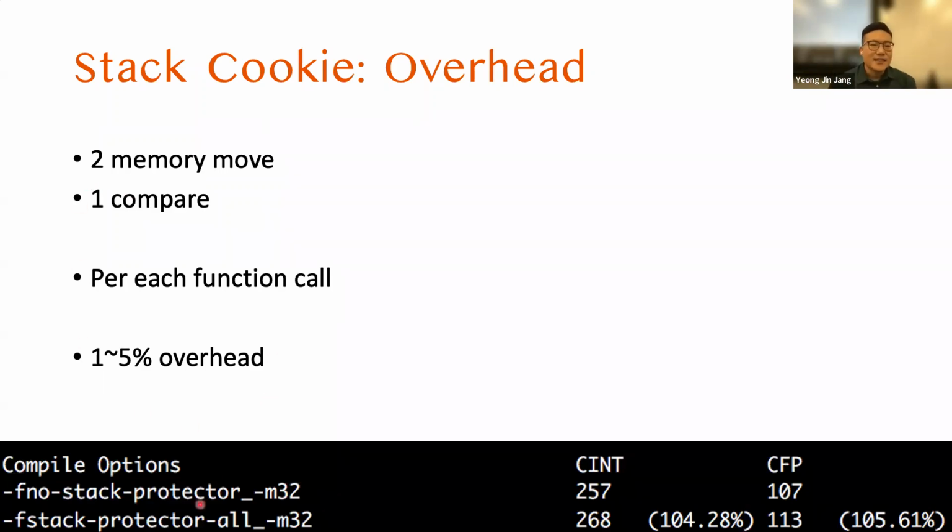So I ran the SPEC 2006 benchmark for this. The -fno-stack-protector means that there's no stack canary. -fstack-protector-all means protecting all the functions, even if there's no buffer, because I want to see the worst-case overhead. The worst-case overhead is around 4 to 5%, but practically these days, the overhead is around 1 to 2%. So that's why this technique was immediately adopted by Microsoft, GCC, and all the other compilers.